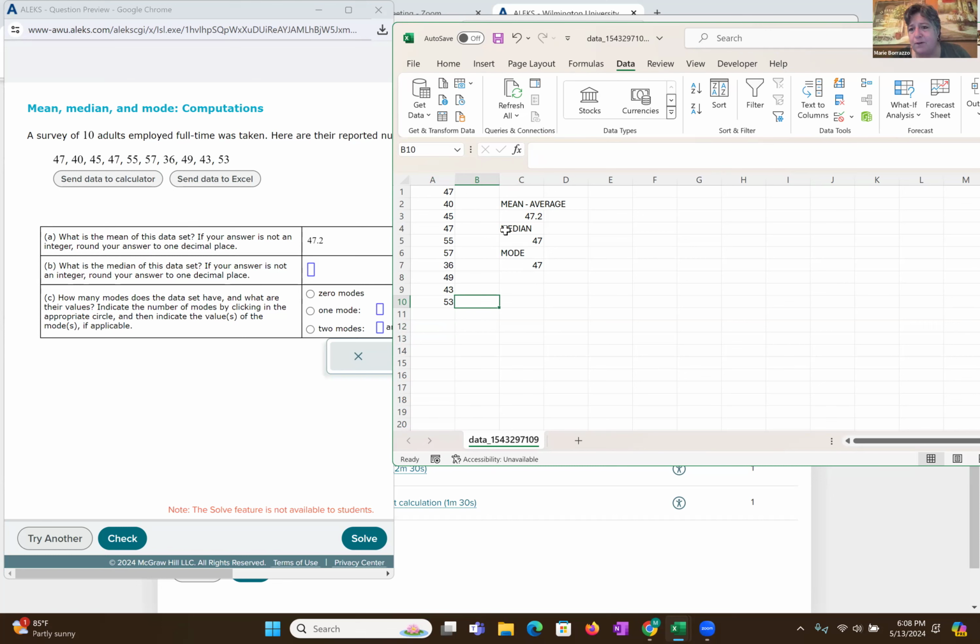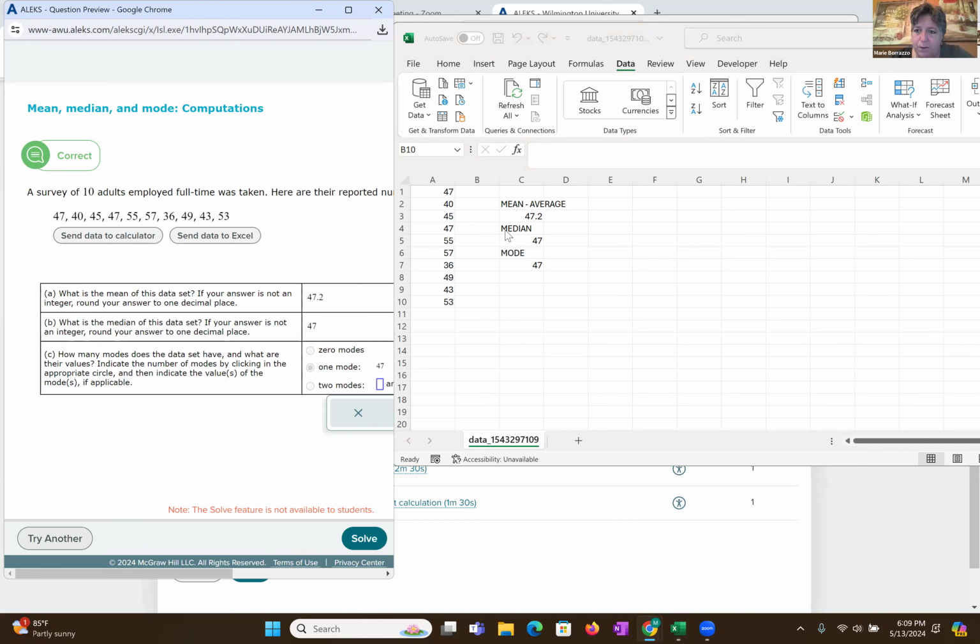The median is also a central tendency. The median is the exact half, 50-50 on either side of that, always. So the median is always good to use when you have skewed data. Okay. So what is the median of this data set? Well, we know already this is 47. And we know that we had one mode, which was 47. And we check it. And it tells us, yay, you're wrong, or yay, you're right, do it again, that kind of thing. All right. Let's try another one.